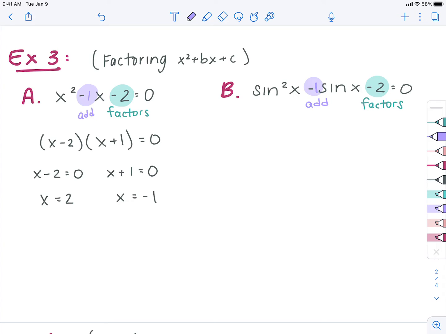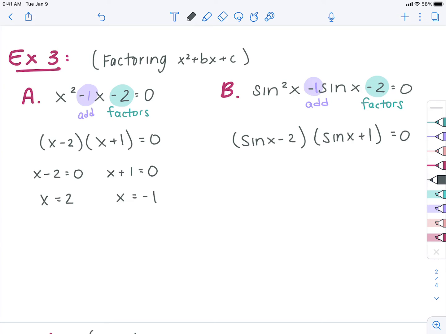And then when I write my set of parentheses, instead of just having an x, I'm going to have a sine of x, because that's my entire variable basically that I'm working with. So I still want to know what multiplies to negative 2 and adds to negative 1, which we already said was negative 2 and positive 1. So then my parentheses are just going to be sine of x minus 2 and sine of x plus 1 equals 0.